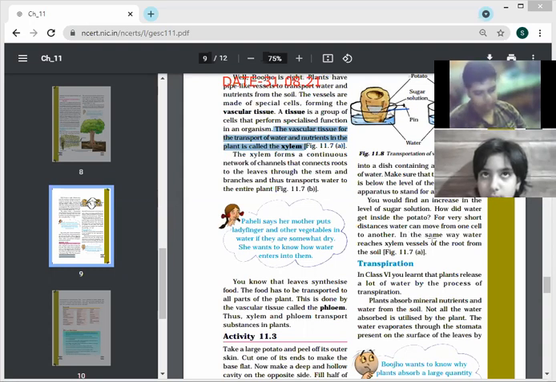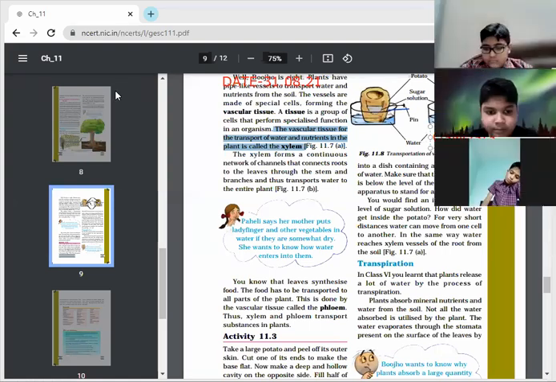In the same way, water reaches the xylem vessels of the root from the soil. So this is the process of osmosis. It's a very interesting process that you will read about in higher classes. This is osmosis. Kindly mark it. Osmosis process.